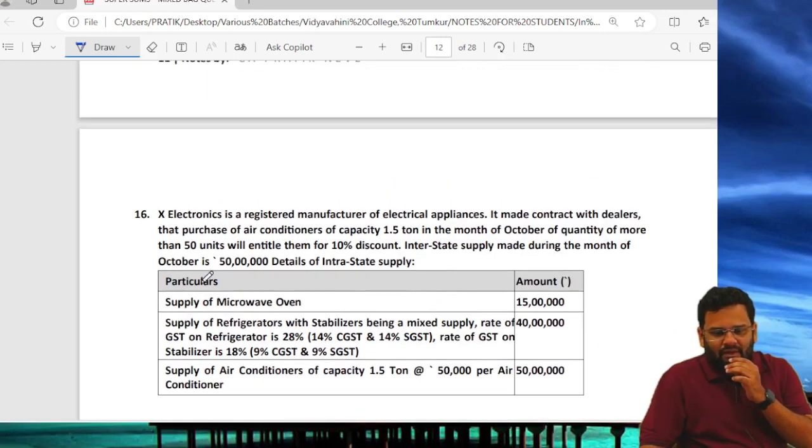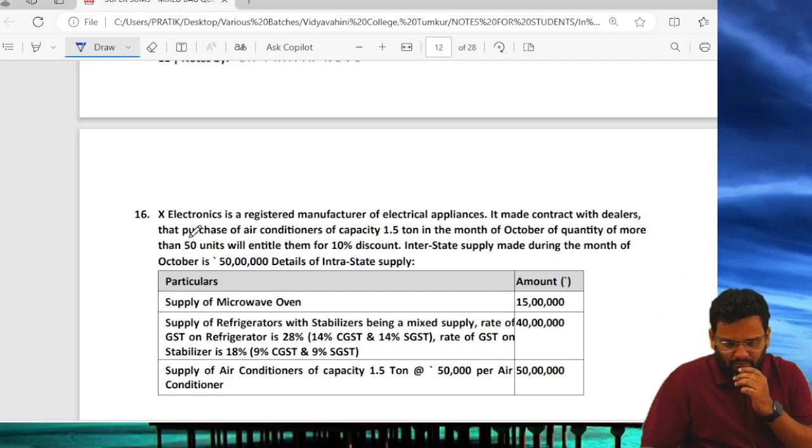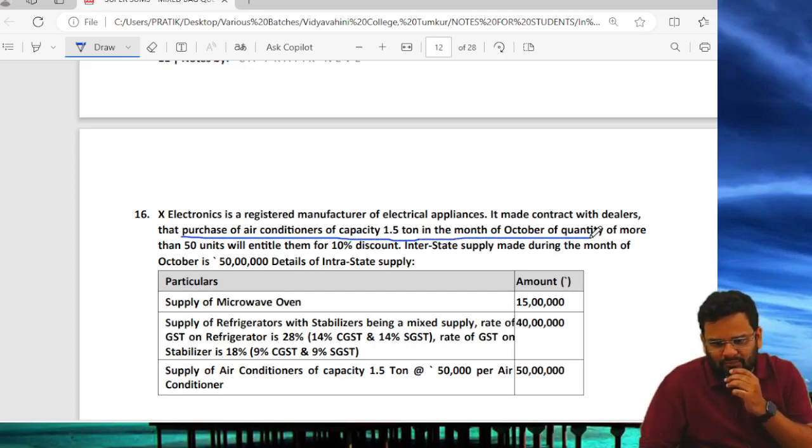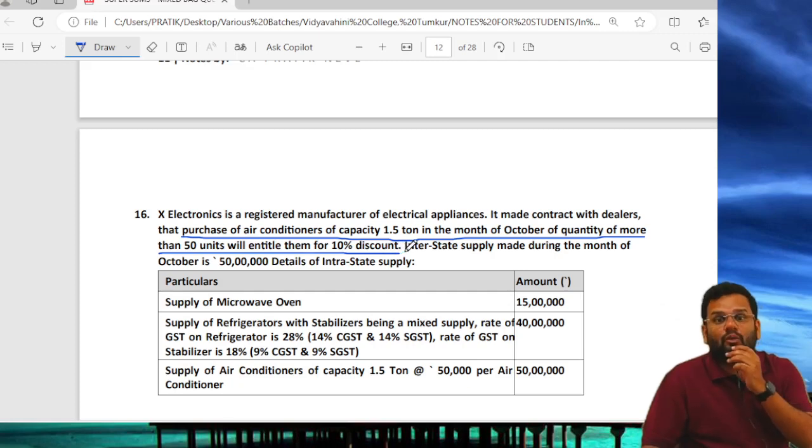Okay, see, X Electronics is registered manufacturer of electrical appliances. Very good. It made contract with dealers. Can you underline this? What contract it has made with dealers? Purchase of ACs of capacity 1.5 ton in the month of October for quantity of more than 50 units will entitle them for 10% discount.